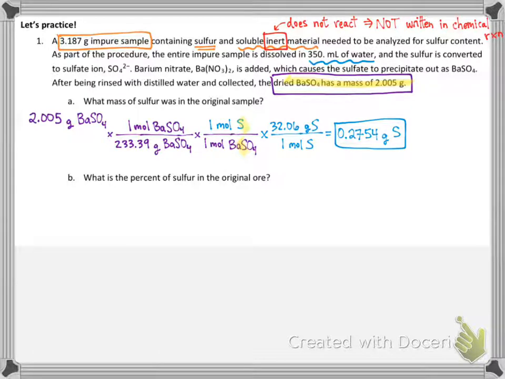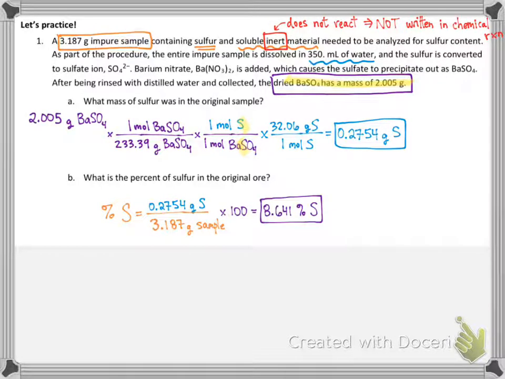original compound. And if you want to find the percent by sulfur in the original ore, well, you just take the sulfur you have and divide it by the mass of your original sample. And it turns out we've got a pretty small percentage by mass of sulfur, right? It's only like 8.641% sulfur. All right, so that was the math.